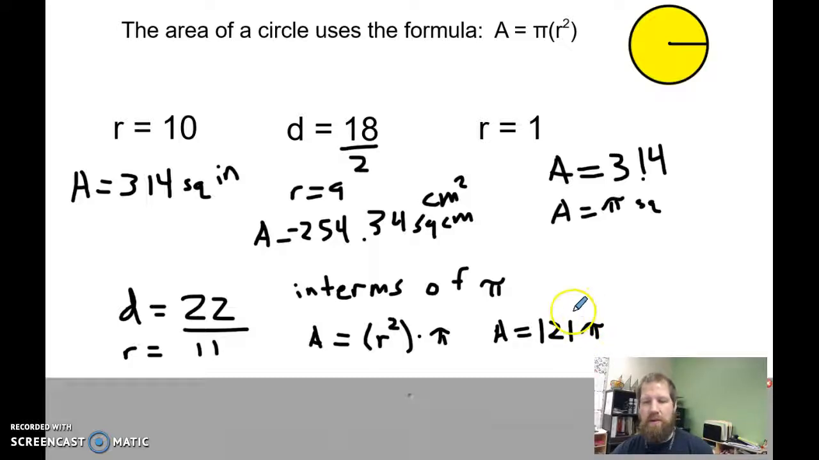I'm leaving it there because that's in terms of pi, and this is completely accurate. If they ask for the answer in terms of pi, that means they don't want you to approximate it with 3.14 or 22 over 7 or anything like that.